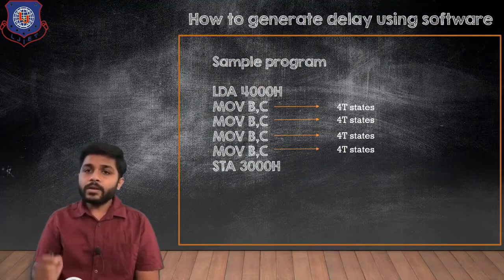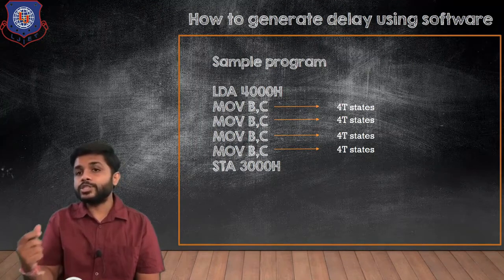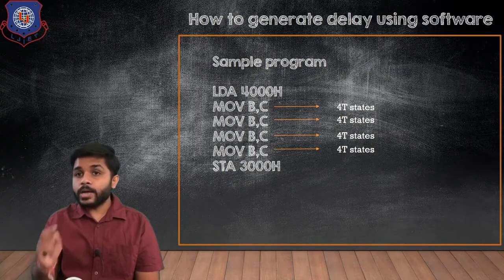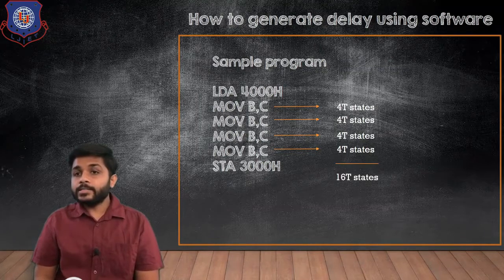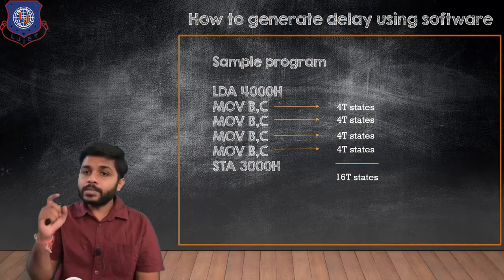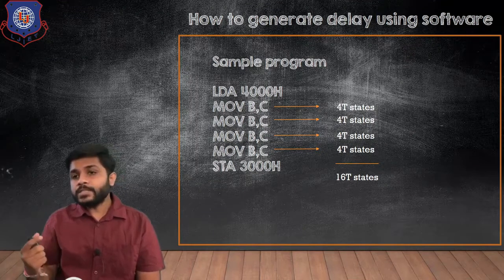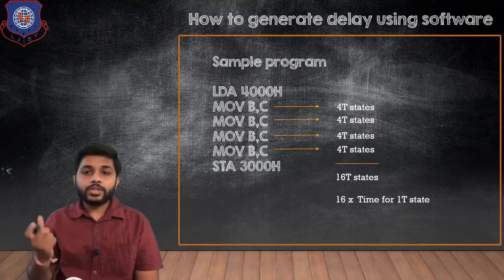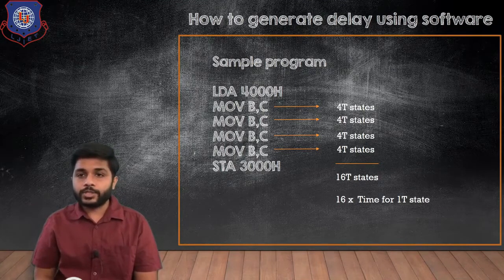If you remember the timing diagram, each and every instruction requires some T states to execute. The MOV B, C instruction requires 4 T states to execute, so together it will require 16 T states. In the microprocessor, some time is required to execute 1 T state. If we find the time required for 1 T state, we will get the total delay between the instructions LDA 4000H and STA 3000H.